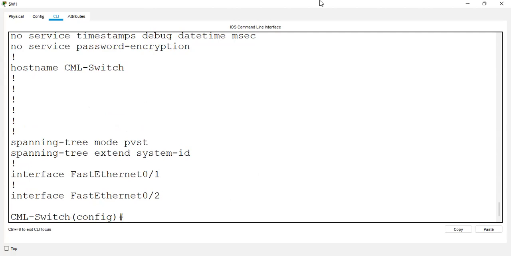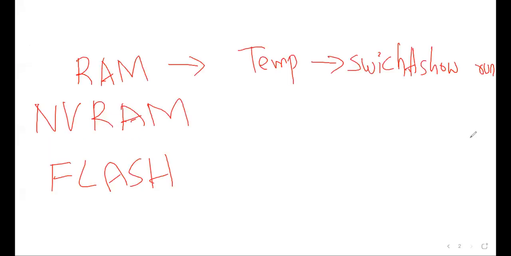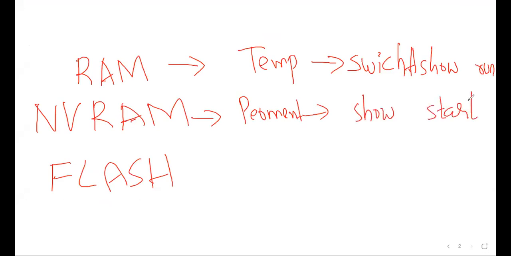In order to save the configuration that you have performed, you have another command. After you save, it will go to NVRAM. So the NVRAM is used for permanent configuration, which is used to see with show startup configuration. So show run is used to see from the RAM. Show start is used to see from the NVRAM.